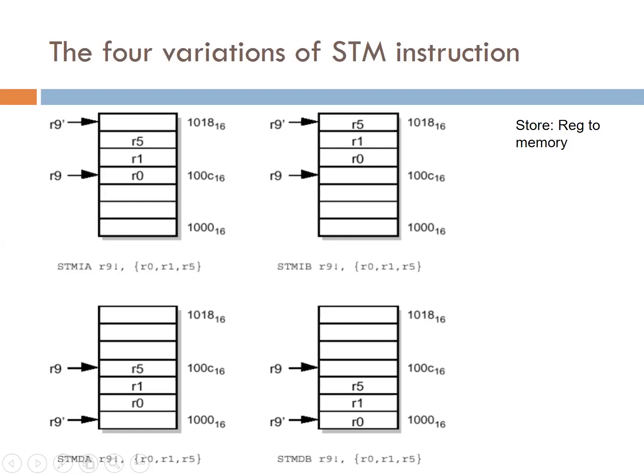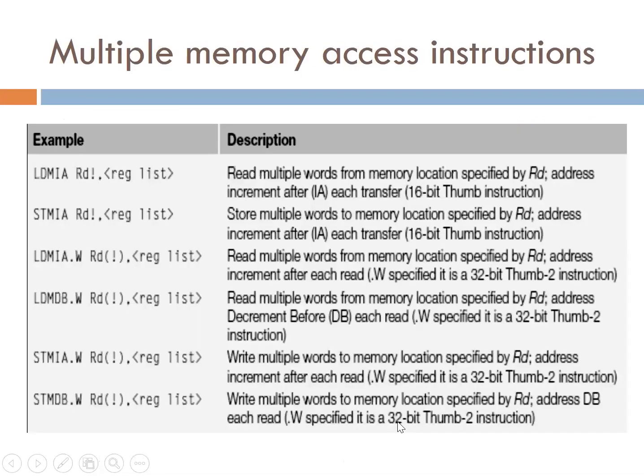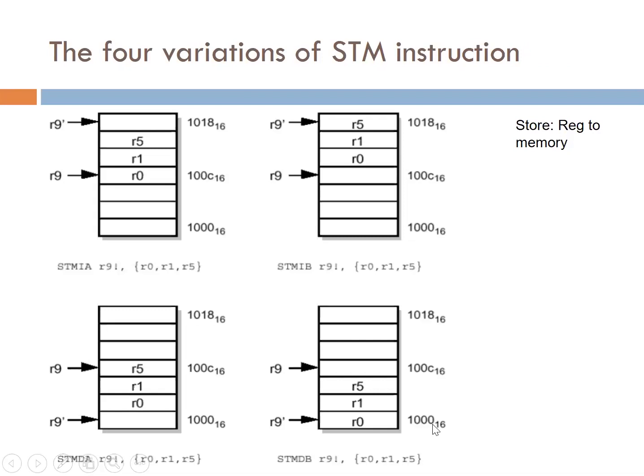So initially R9 is pointing to address 100C. So what is the first register which is being stored? It is the last register, R5. So first it will decrement, then store R5. Decrement, then store R1. Decrement, then it will store R0. So updated R9 content will be 1000. As you have the exclamatory mark, R9 content will be changed and updated to 1000.